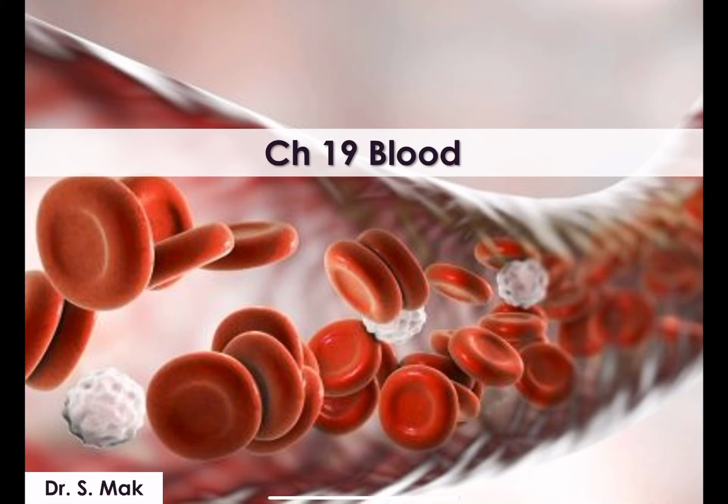For chapter 19, we will begin by talking about blood, which is a pretty straightforward chapter about all the cellular and protein components of the blood. We'll go through how blood typing works and why certain transfusions can't happen between people with different blood types, and how we can figure out someone's blood type.